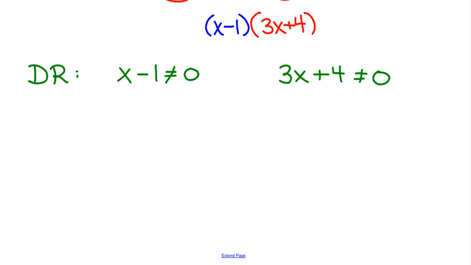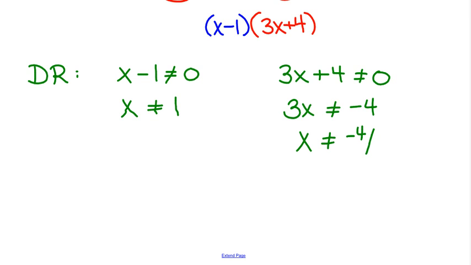So we're going to solve these for x. So I'm going to solve by undoing. I'm going to add 1 to both sides. So there's one domain restriction. x cannot be 1. If we substitute 1 in, the denominator will be 0. So now we'll solve the other by undoing. Subtract 4 from both sides. Divide both sides by 3. So here are your two domain restrictions. x cannot be 1, and x cannot be negative 4/3.